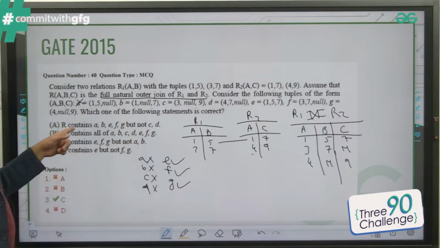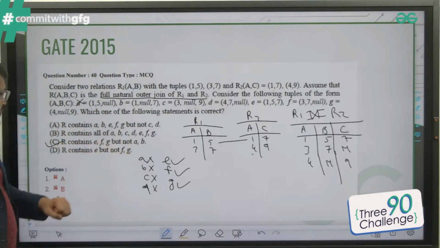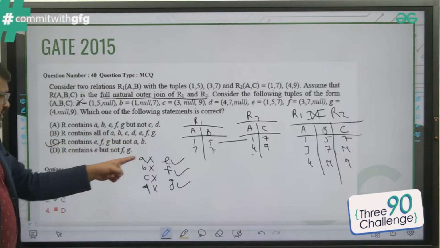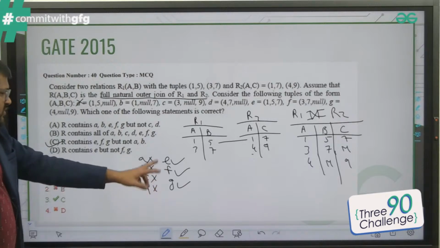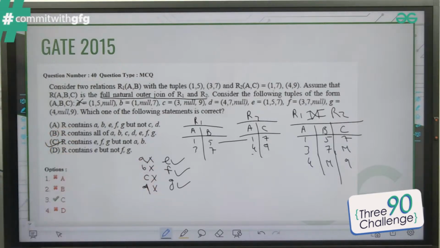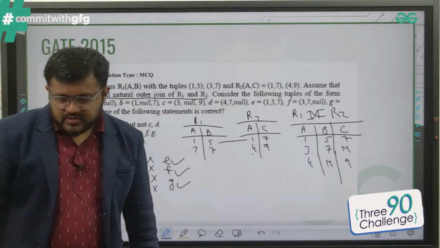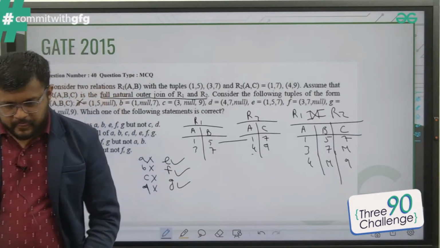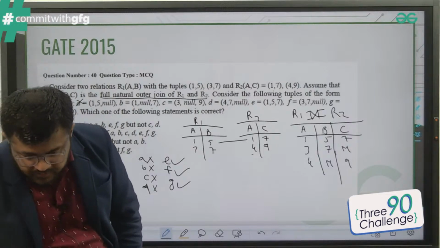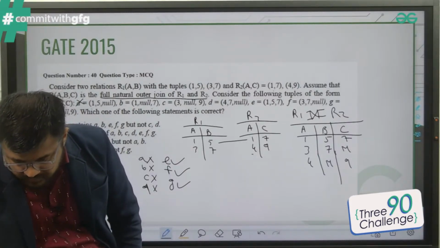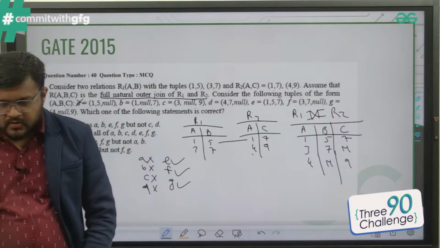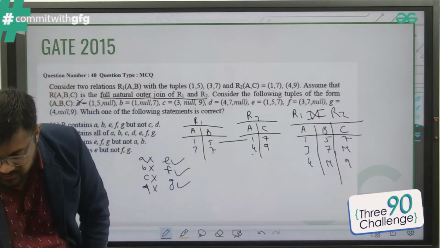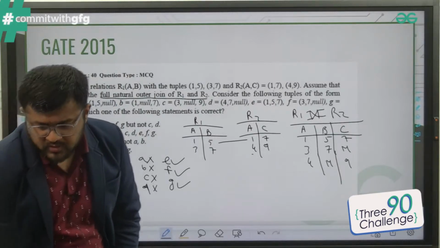In option A it says it contains AB. No, AB is not there. In option B it says it contains all. No. Option D contains E but not FG. This is also false because EFG are there. So your C option is correct. Is this clear? Clear, guys? Reply quickly. Okay, great. Let's move on to the next question.